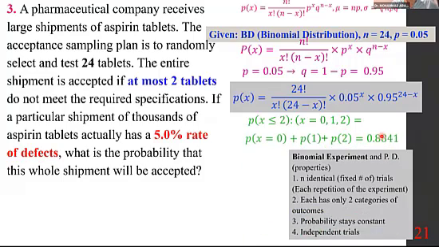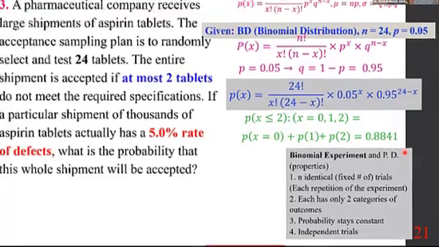Now, what we have to do if we are doing it manually, in this formula, plug in 0, calculate it. Plug in 1, calculate it. Plug in 2, add them up. Here's your answer. So can it be done by hand? Absolutely. But as always, you can use technology.